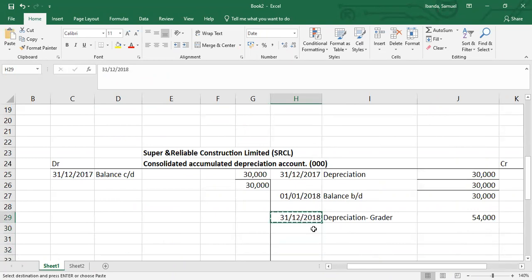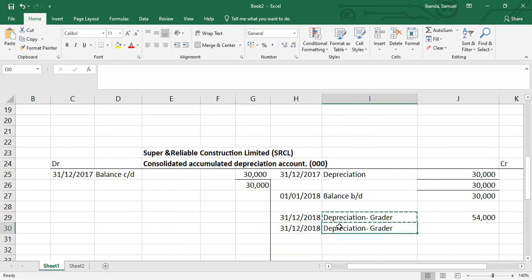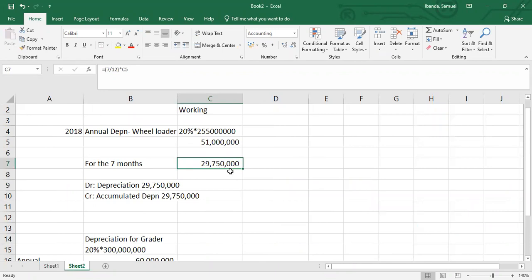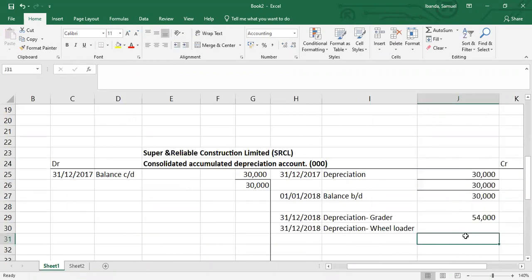So at the same time, depreciation wheel loader, we have gotten 29,750, okay? 29,750. Let's write it, 29,750. 29,750 for the 7 months up to 30th December 2018, okay?